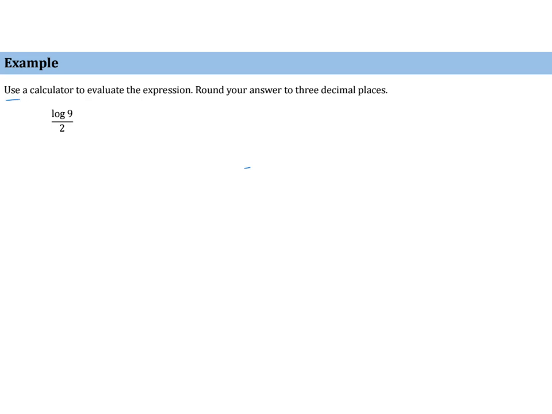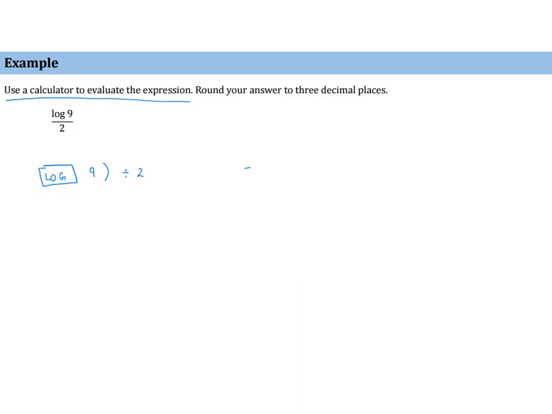Here we're going to use a calculator to evaluate the expression. So to do this, we will find the log key. Notice that this is a base 10 logarithm. It's not written. So you should be able to find the log key on your calculator. And so we're going to press that log key. And then it automatically has an opening parenthesis with it. We'll have to close the parenthesis. Then we will divide by 2.